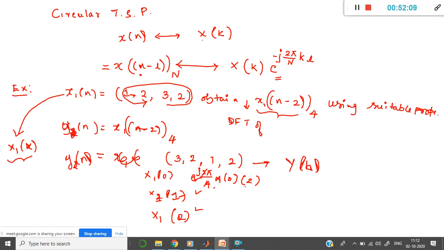The 2 and 2 get cancelled. So this is nothing but e to the power of j into 0, and this is nothing but x1 of 0 into 1. That's how you are supposed to do it. Try to solve this example, and note that y of n you already have as 3 2 1 2. Once again obtain the DFT of this, and through the property you must get the same answers.